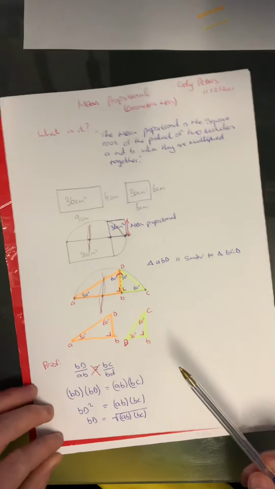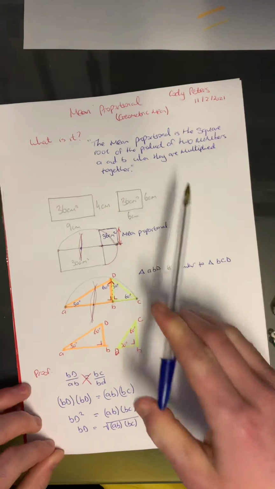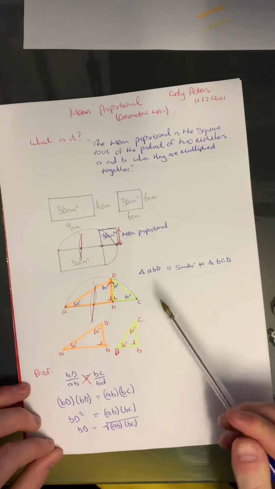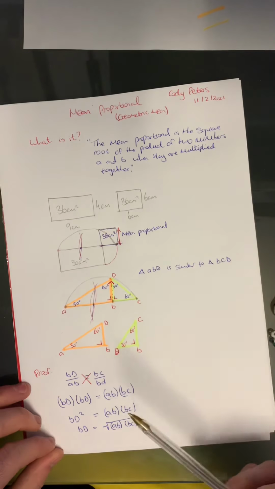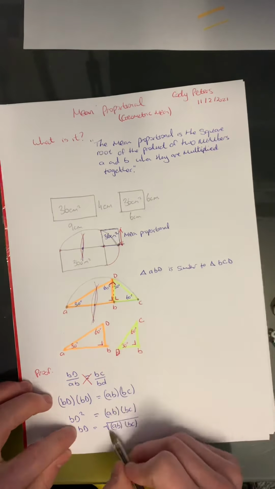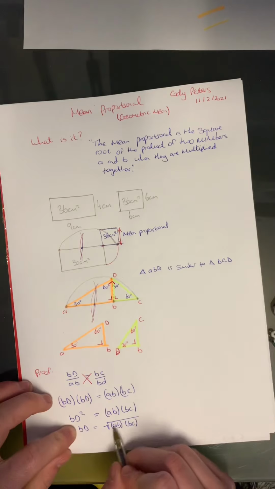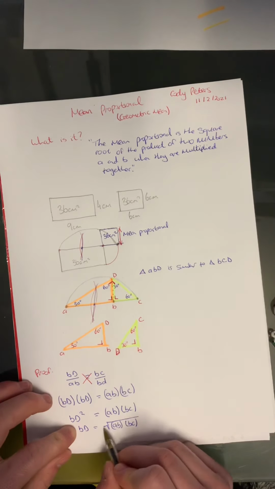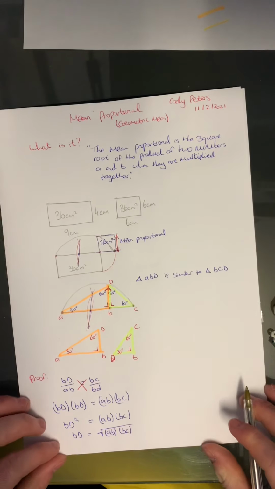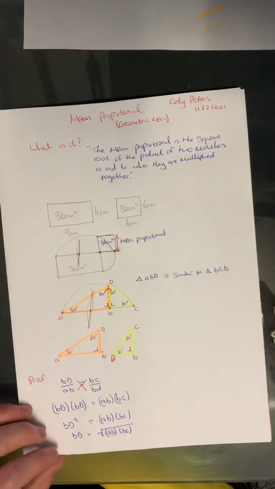Before we finish up, if we just look back at the start, the mean proportional is the square root of the product of two numbers when they are multiplied together. So the mean proportion is the square root, which we have here, of the product of two numbers when they're multiplied together. So two numbers here multiplied together, square root. So therefore we have successfully proven the mean proportional. Thank you.